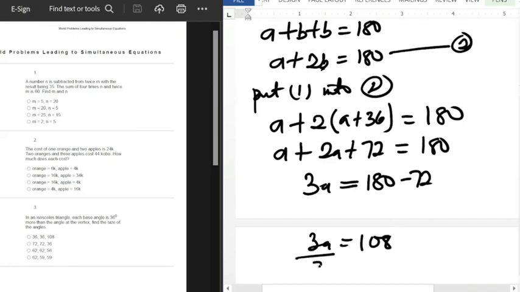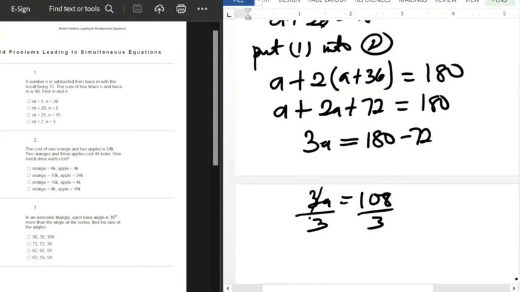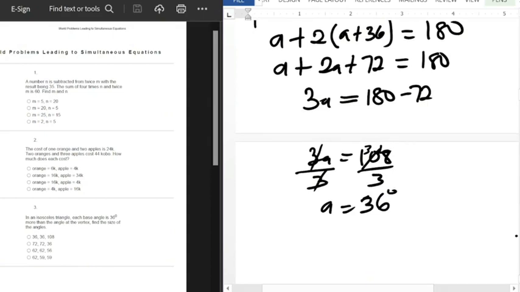So we divide both sides by 3. So 3 cancels 3. Remember 3 into 18, that is what? 6. So we have what? A to be what? 36. 36 degrees. So having known the value of A, which is the one at the top, with 36, what would then be the value of B?